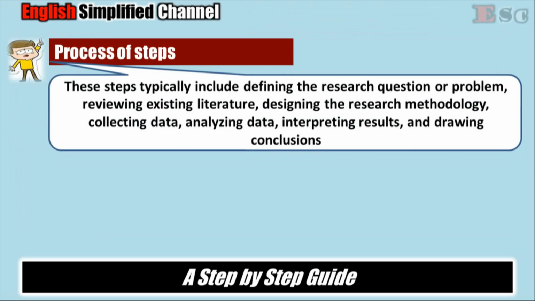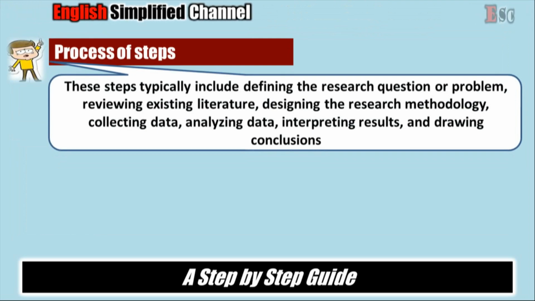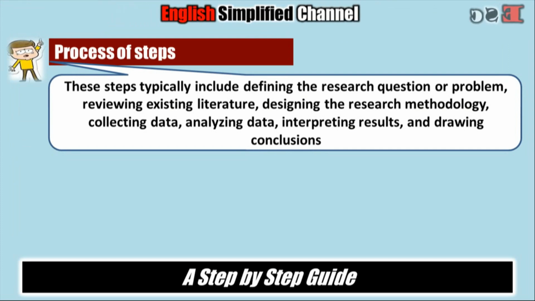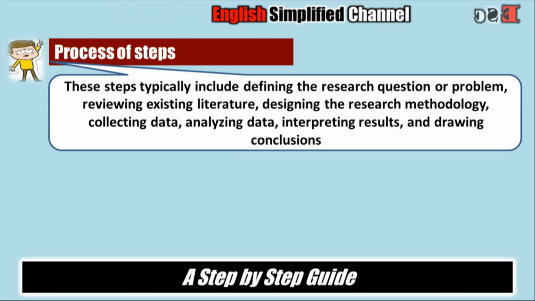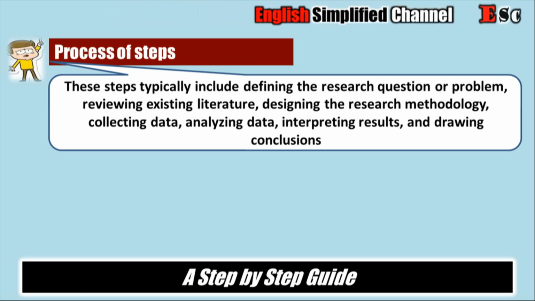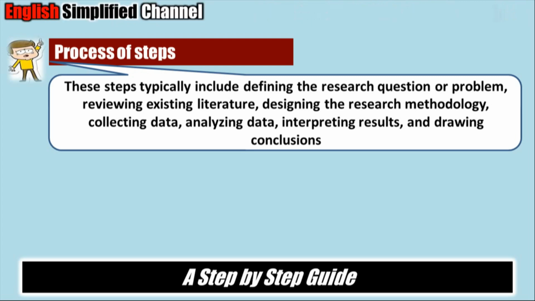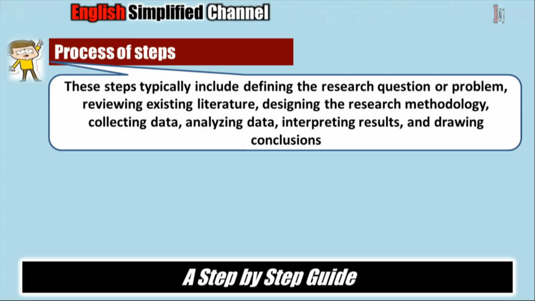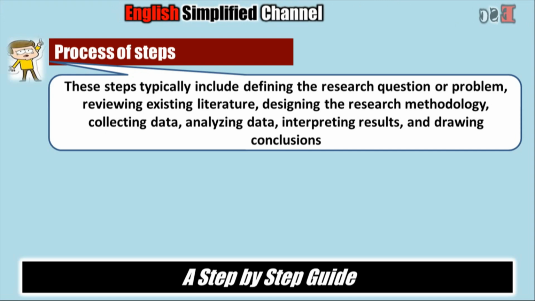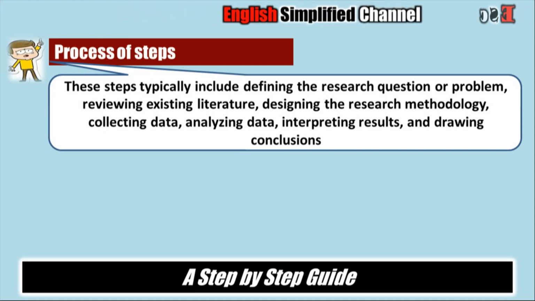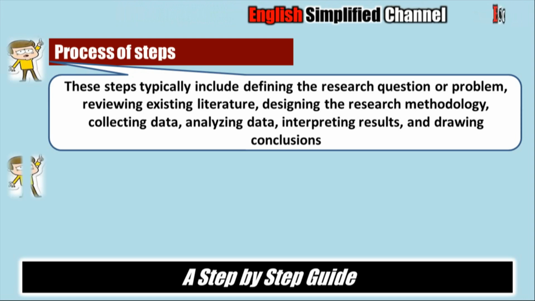1. Process of steps. Research involves a series of systematic and methodical steps or stages that are followed to achieve a specific goal or outcome. These steps typically include defining the research question or problem, reviewing existing literature, designing the research methodology, collecting data, analyzing data, interpreting results, and drawing conclusions. Each step is interconnected and builds upon the previous one, guiding researchers through the research process in a structured manner.